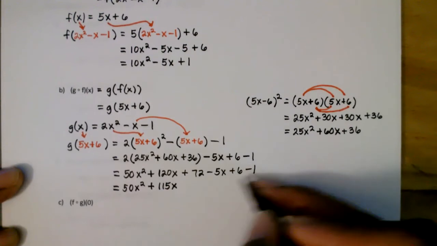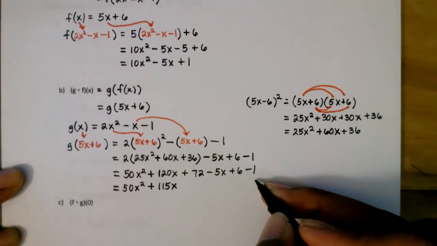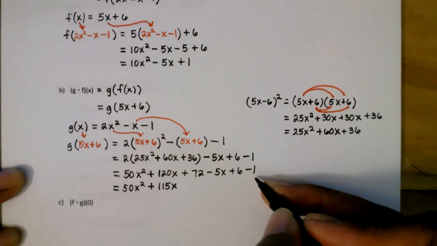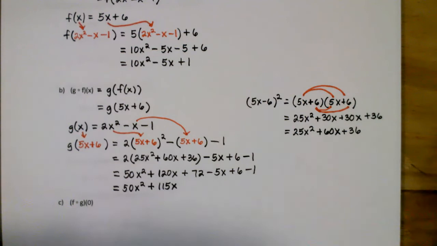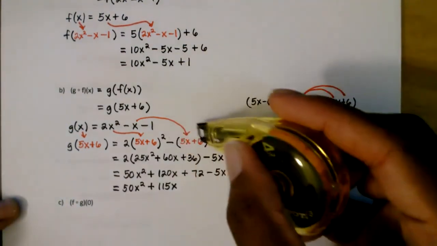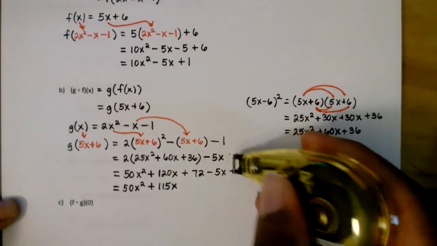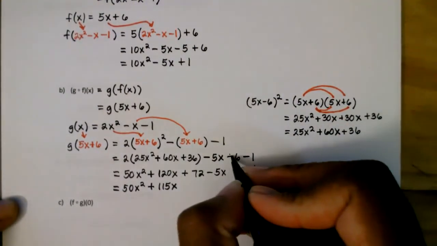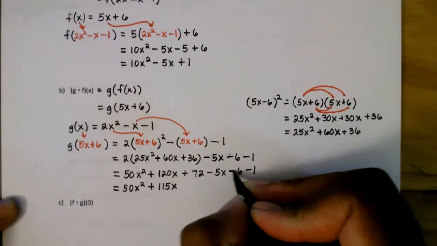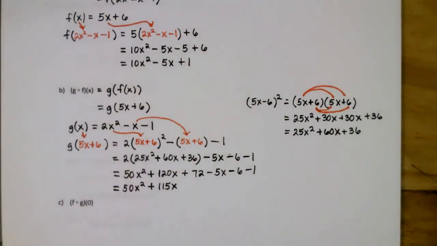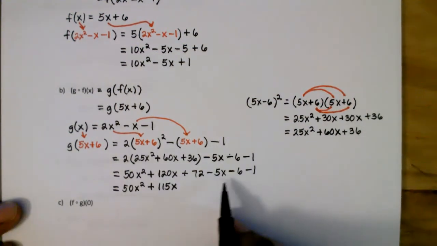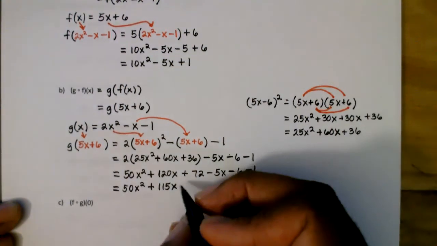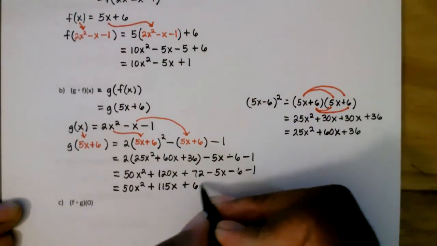And let's see, 6 minus 1 is 5. Correction. There's another correction I need to make. This minus will make the plus 6 a minus 6 when I distribute the minus sign. So that's going to be a minus 6 here and a minus 6 here. Okay. 72 minus 6 would be 66, minus 1 would be a plus 65.